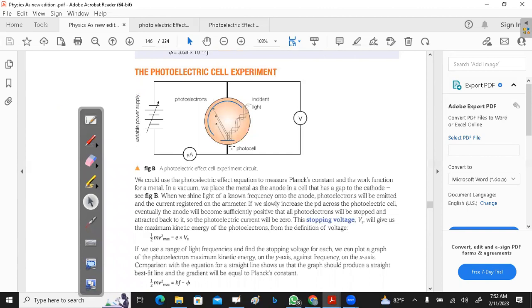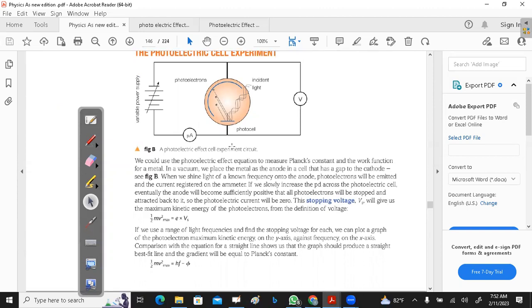So why will the electrons go towards the cathode? No, because the diagram is completely inverted. That's what I'm telling you. It should be the other way around.